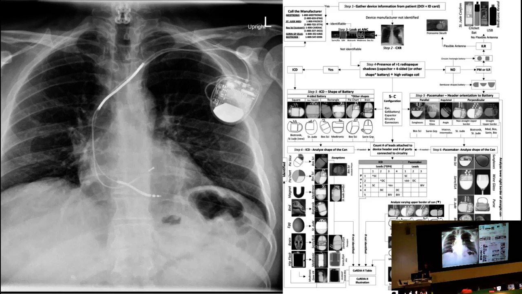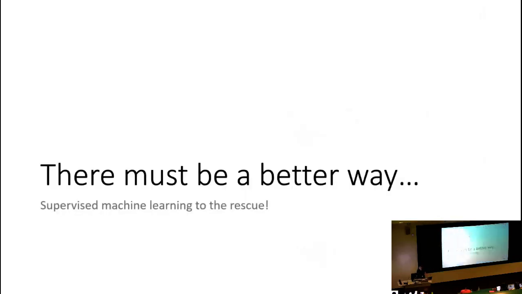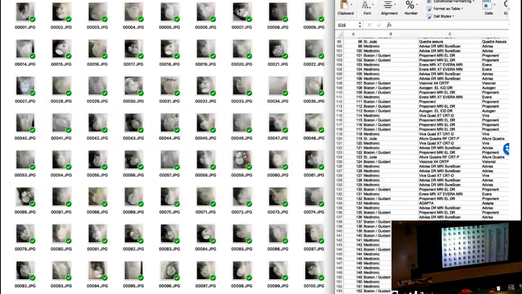So we thought, well, why don't we just get a load of pictures of people's ICDs and pacemakers and things like that and train a neural network to do it? So would that be supervised learning or unsupervised learning? And why is that? Exactly. We're going to show a load of Medtronic devices and say, these are Medtronic. Learn what a Medtronic is like. These are St. Jude. Learn what these are like. Okay? So this is what we did.